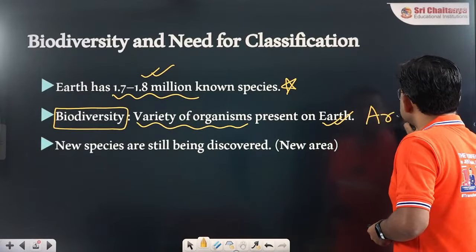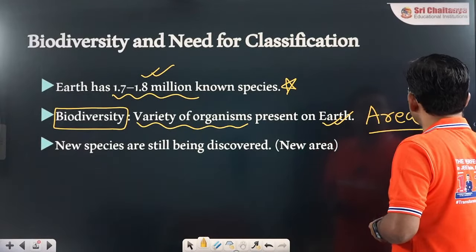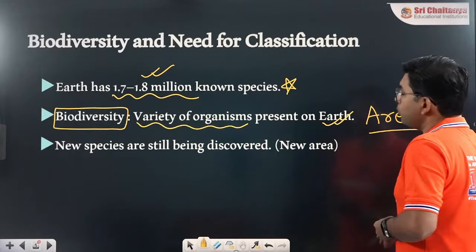That biodiversity depends on area. Area and biodiversity show a direct relationship. If you increase the area, then the biodiversity will automatically increase. Now as more and more areas we are exploring, earlier the equatorial regions were full of forest. Gradually when we started exploring the equatorial forest, we found many other species. So new area, new species.